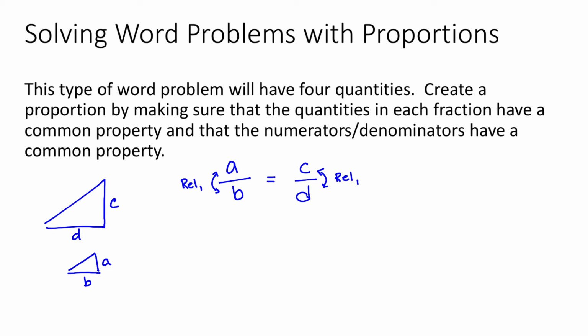Then I look at side A. What side does that correspond to in the second triangle? It corresponds to side C, right? So those are the matching sides. So that's the relationship that I have here. So that's going to be relationship 2. And these also have that same relationship, that B corresponds to D. Okay, so that's what we're looking for in these proportions. Let's take a look at a problem.